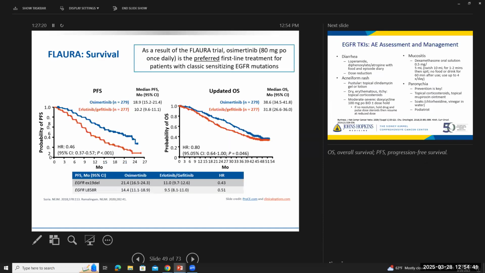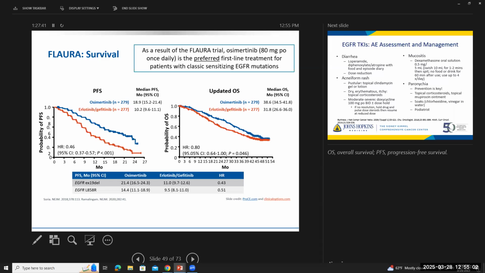So this was a head-to-head trial between gefitinib or erlotinib versus osimertinib. It was a global trial worldwide, and the patients who were randomized to the osimertinib had not only a longer progression-free survival, so a longer time on treatment before the cancer progressed, but they also lived longer, okay?